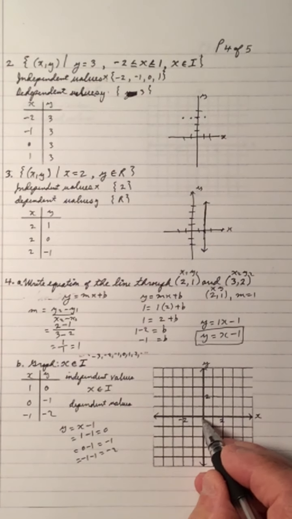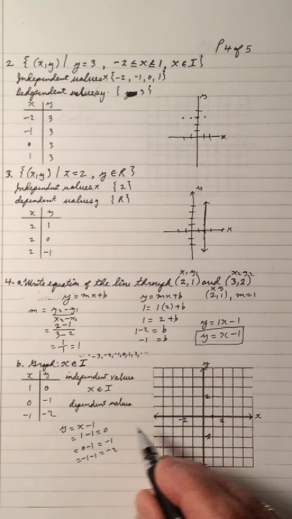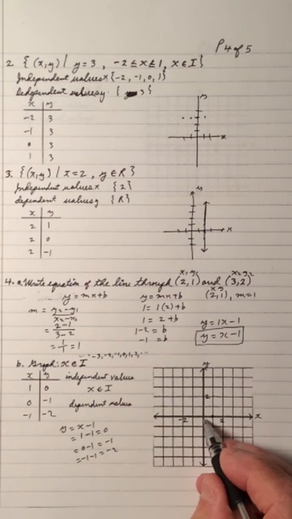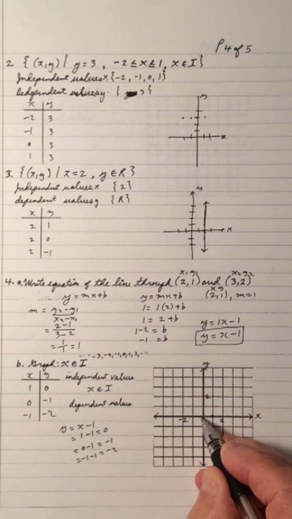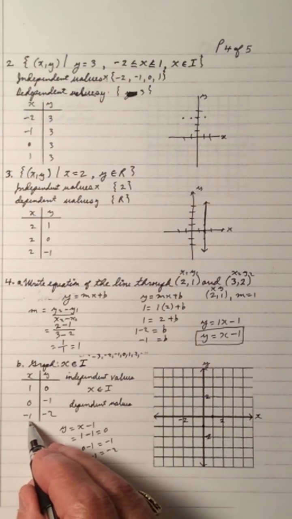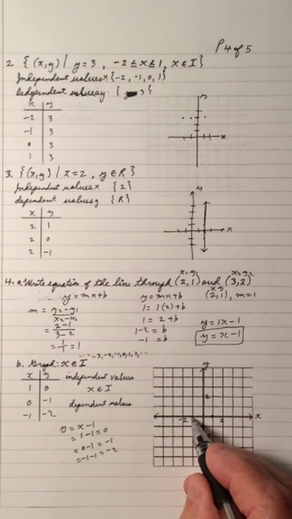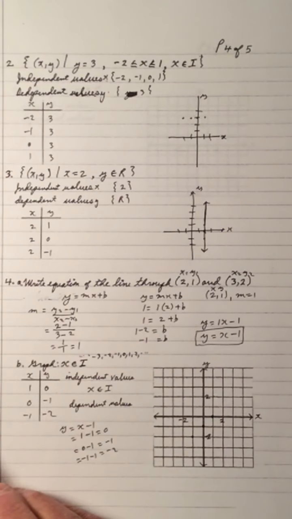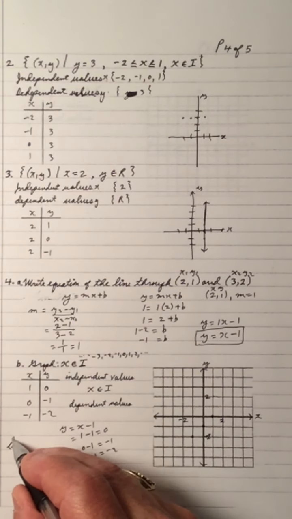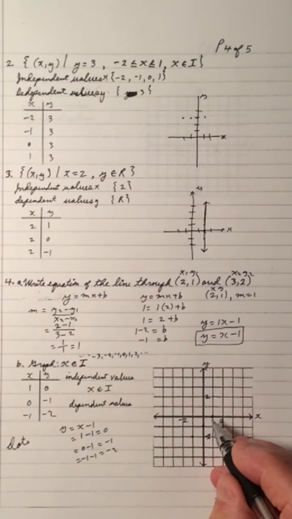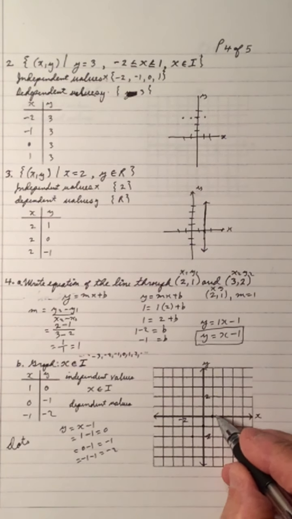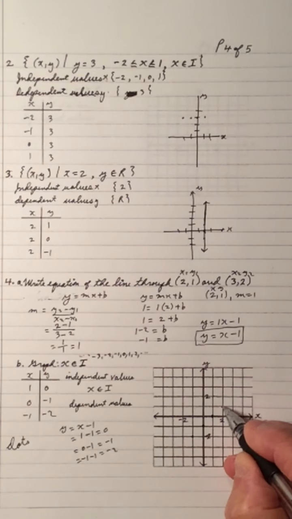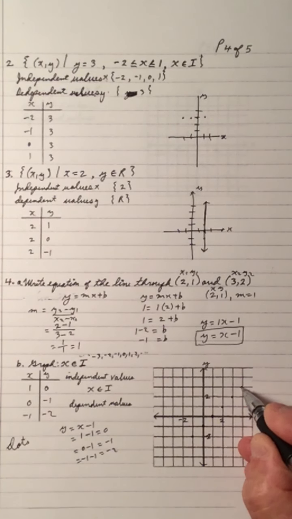So x is 1, y is 0; x is 0, y is -1, that's the other point; and x is -1, y is -2. So we have these 3 points, but we're graphing over the integers, so the integers means dots, discrete, so we have to continue on with this line using dots. We're only allowed to use dots.